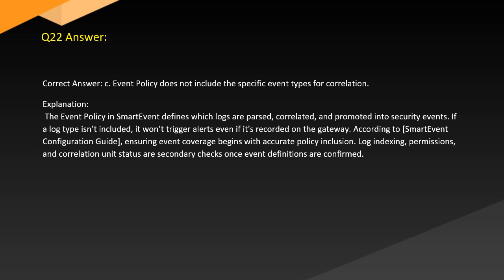Answer. Correct answer: C. Event policy does not include the specific event types for correlation. Explanation. The event policy in SmartEvent defines which logs are passed, correlated, and promoted into security events. If a log type isn't included, it won't trigger alerts even if it's recorded on the gateway. According to the SmartEvent Configuration Guide, ensuring event coverage begins with accurate policy inclusion. Log indexing, permissions, and correlation unit status are secondary checks once event definitions are confirmed.